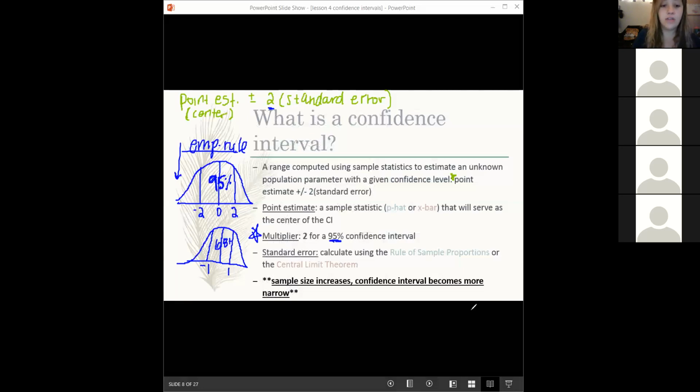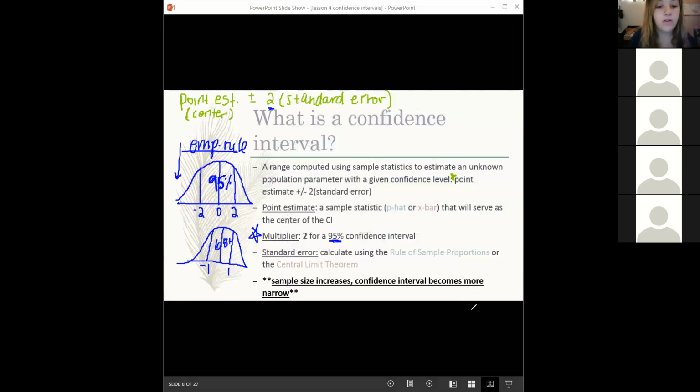Also, sample size and confidence interval. Remember, we want a large sample size, so as that sample size increases, our confidence interval is going to become more narrow. That makes sense, because if we have a larger sample size, we can be more confident that the population parameter is within a smaller range. It gives us more information there. We're not choosing from a really wide confidence interval.